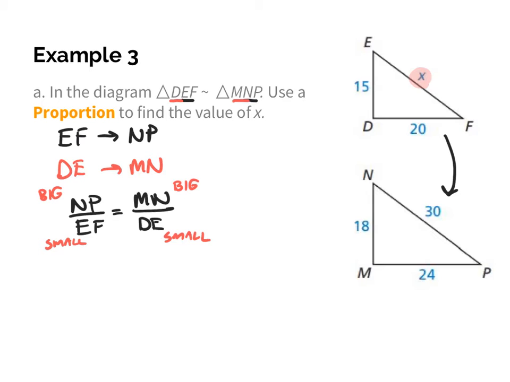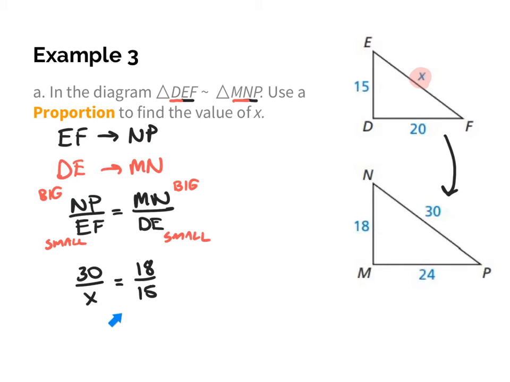So I know that NP, for example, is 30, compared to EF, which is X. Again, it's X because I don't know what it is. I know that M to N is 18, and I'm going to compare that to its corresponding part, D to E, which is 15. Okay? So right here, what I wrote, this is what's called a proportion.